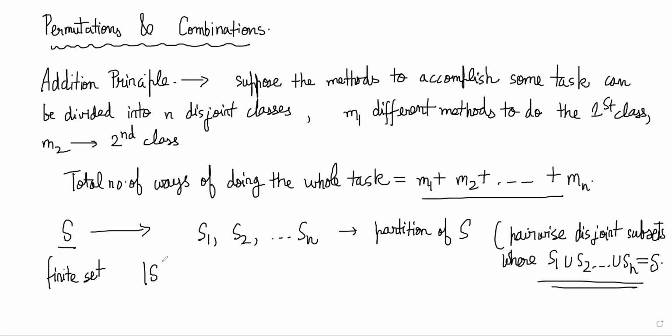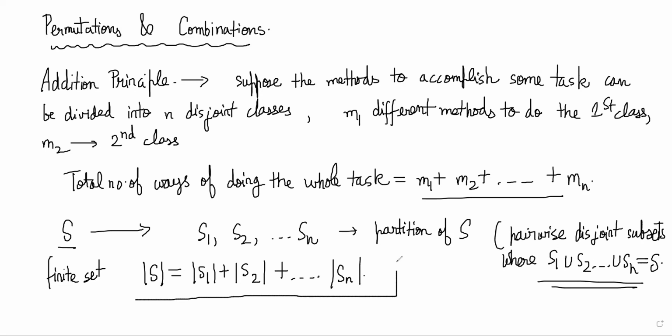Then the number of elements in set S will simply be the sum of the number of elements in each of these subsets which form the whole partition. So this is basically your addition principle. This is only true if this is a partition of S and these sets are disjoint. If the sets S1, S2, Sn are not pairwise disjoint, then in order to count the total number of elements in the set S, you will have to do something deeper, which is the principle of inclusion and exclusion, right? So we'll look at that in a later class. Right now, I just wanted to show you what addition principle is.